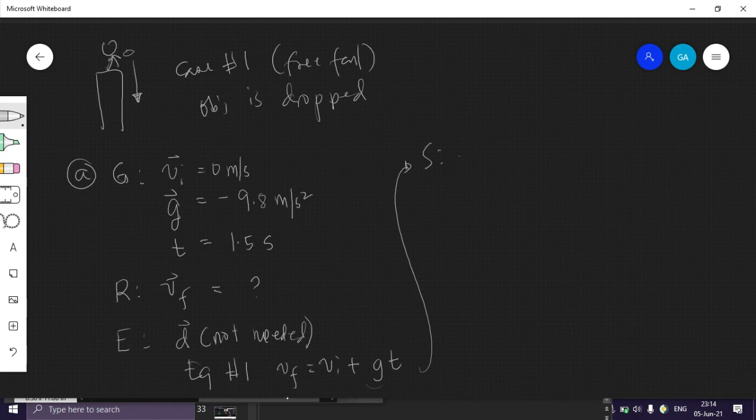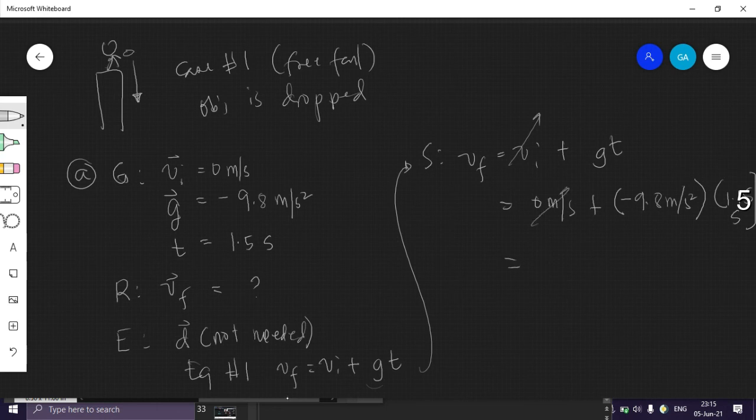For the solution, we have VF is equal to VI plus GT. Substitute, this will be 0 meters per second plus your acceleration due to gravity, which is negative 9.8 meters per square second times 1.5 seconds. Then simplify na natin. That will be negative 9.8 times 1.5 seconds. Cancel the square and the other s. That will be negative 14.7 meters per second. That is your final velocity. That is your final answer.